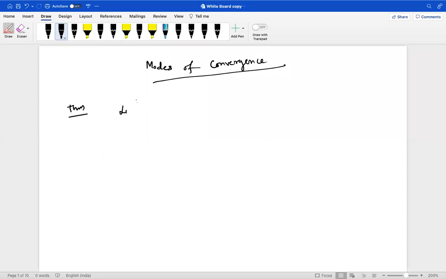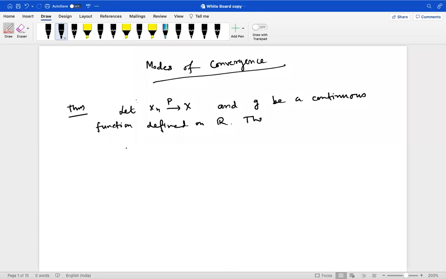So let Xn go to X in probability, and g be a continuous function defined on the real numbers. So it is a continuous function on the real numbers. Then the important thing is that for any continuous function, g(Xn) converges to g(X).